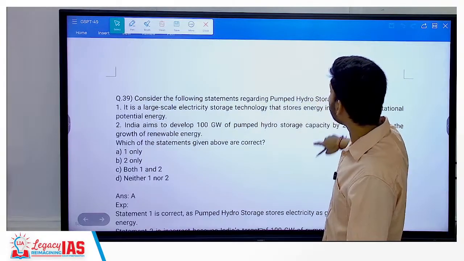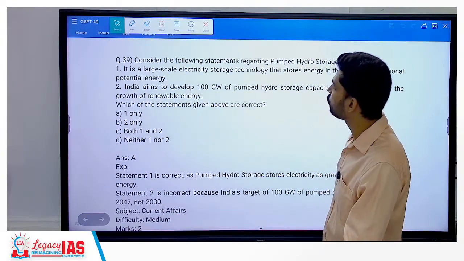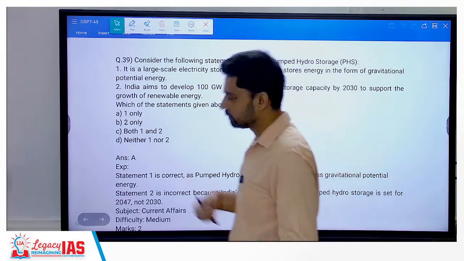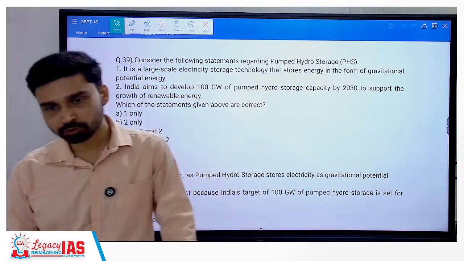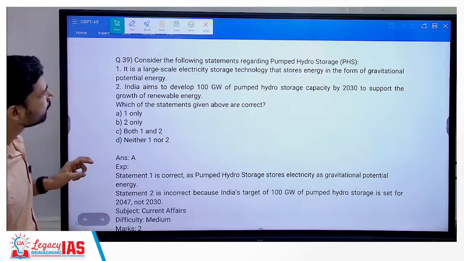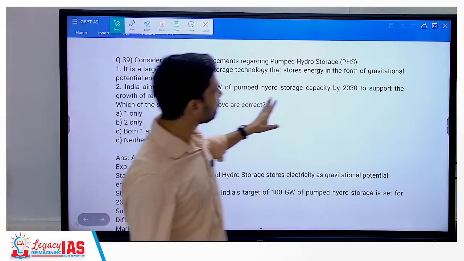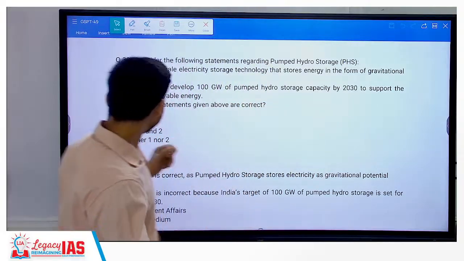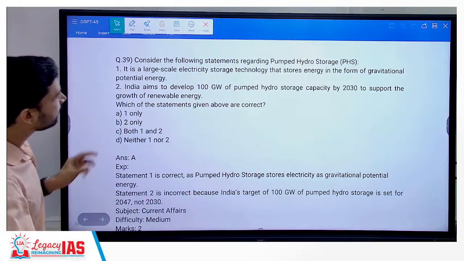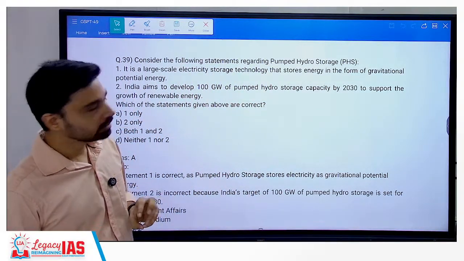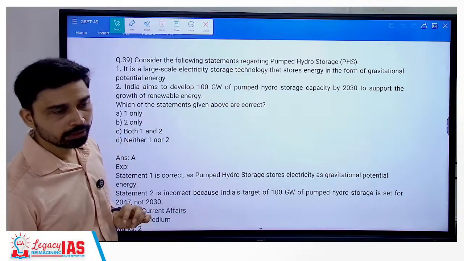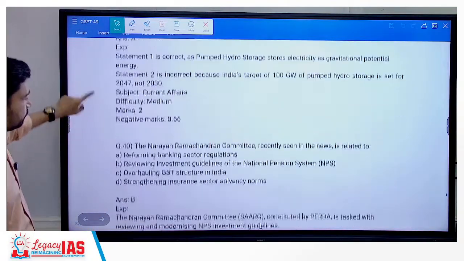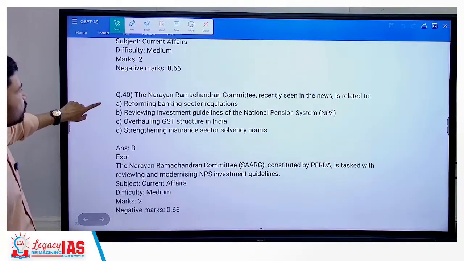Consider the following statement regarding pumped hydro storage. Pumped hydro storage is nothing but where you store water so that later on you can generate electricity from there. So that is pumped storage. 100 gigawatt of capacity by 2047. Okay, not 2030. So the second statement is incorrect. India aims to develop 100 gigawatt of this capacity, but not by 2030, by 2047. So what is the correct option? A only.